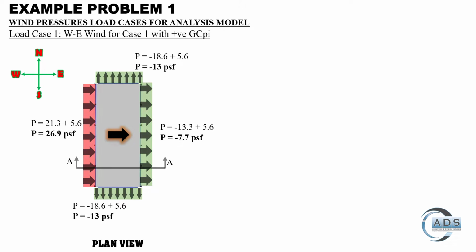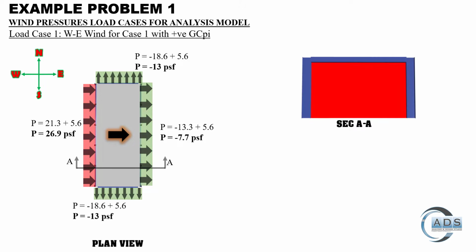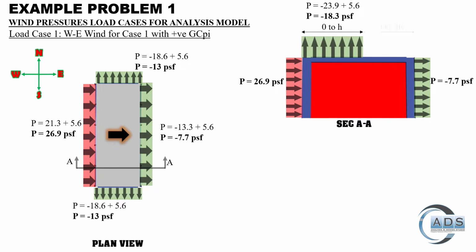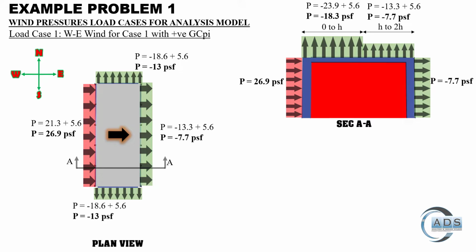When we cut a section AA, it shows like this, and the roof pressures region-wise are here. Note that there are only 2 regions, but we have actually studied 4. Why? Because 0 to H by 2 and H by 2 to H have the same coefficient, minus 0.9. So this is the one region, and then from H to 2H.